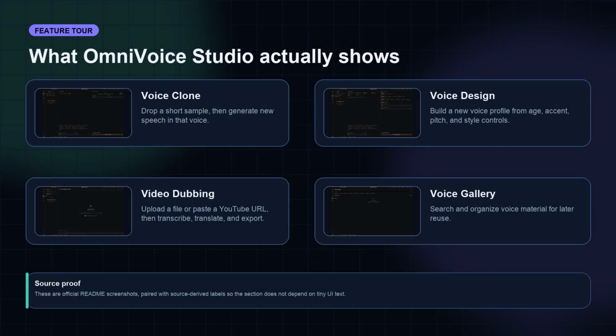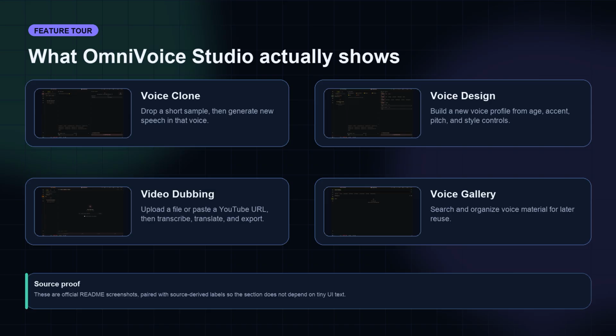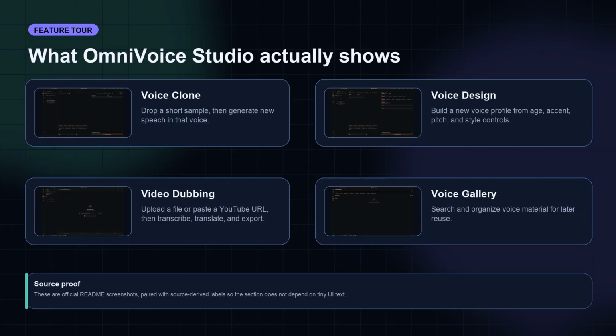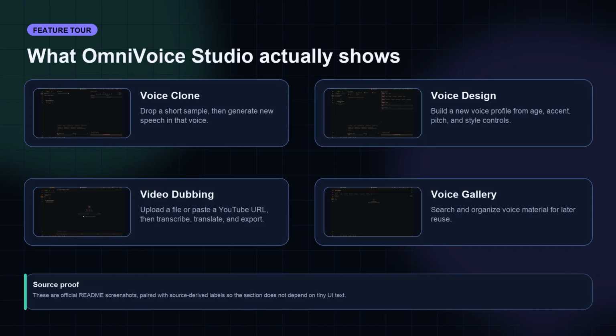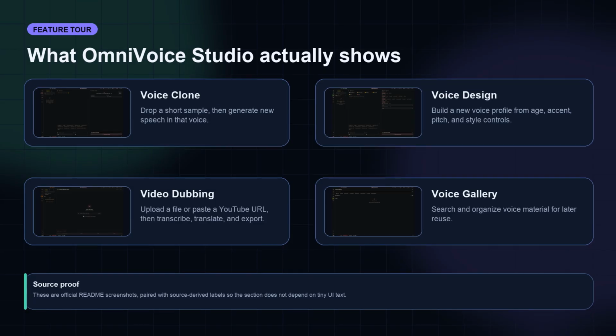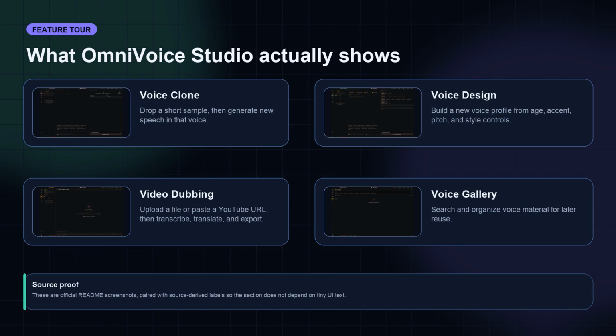The README screenshots show 4 main workflows. Voice clone is the obvious one. Drop a short clip and generate speech that mirrors that voice. Voice design is more like building a new speaker profile from attributes such as age, accent, pitch, and style. Video dubbing is the bigger workflow. You provide a local file or a YouTube URL, then the system transcribes, translates, revoices, and exports. The voice gallery is for finding or organizing voice material. There are also settings screens for model management, projects, and logs.